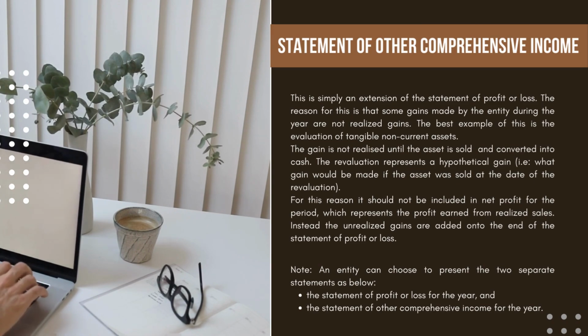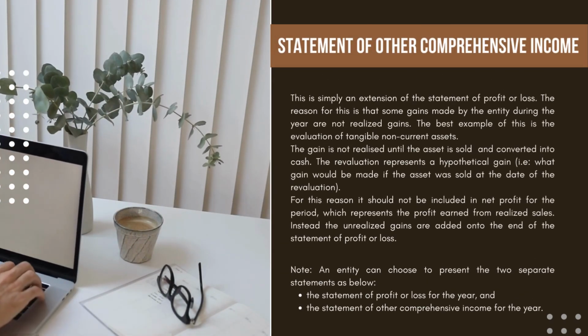An entity can choose to present two separate statements as below: the statement of profit or loss for the year and the statement of other comprehensive income for the year.